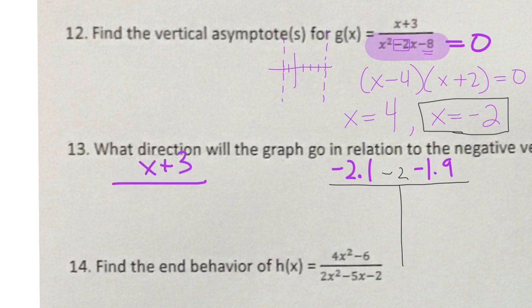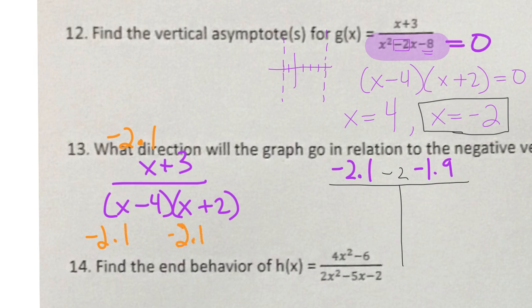Okay, so I'm going to use the factored form of the equation rather than the quadratic form. And let me tell you why. When I plug in at -2.1 into all of these things, I can pretty quickly tell whether I'm going to get a positive number or a negative number.